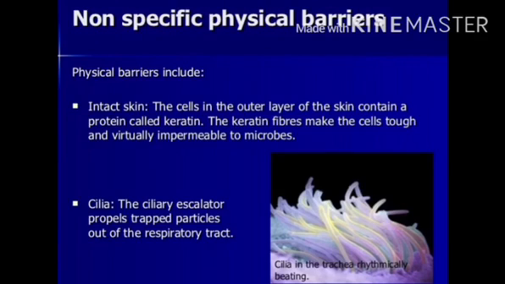Non-specific physical barriers. Physical barriers include intact skin. The cells in the outer layer of the skin contain a protein called keratin. The keratin fibers make the cells tough and virtually impermeable to microbes. Cilia: the ciliary escalator propels trapped particles out of the respiratory tract.